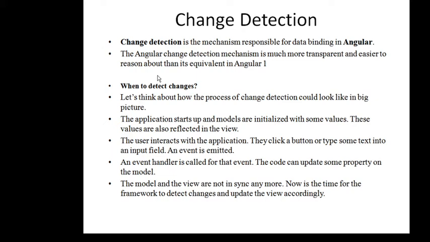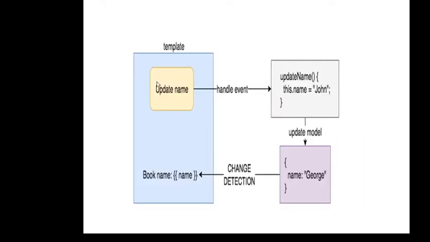The user interacts with the application. They click a button or type some text into an input field. An event is emitted. An event handler is called for that event. The code can update some properties on the models. The models and the view are not in sync anymore. Now is the time for the framework to detect the changes and update the views accordingly. Now that is the basic figure for the change detection.